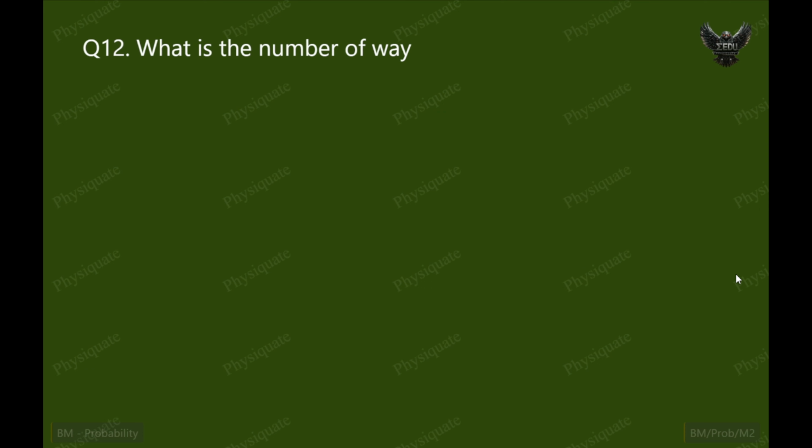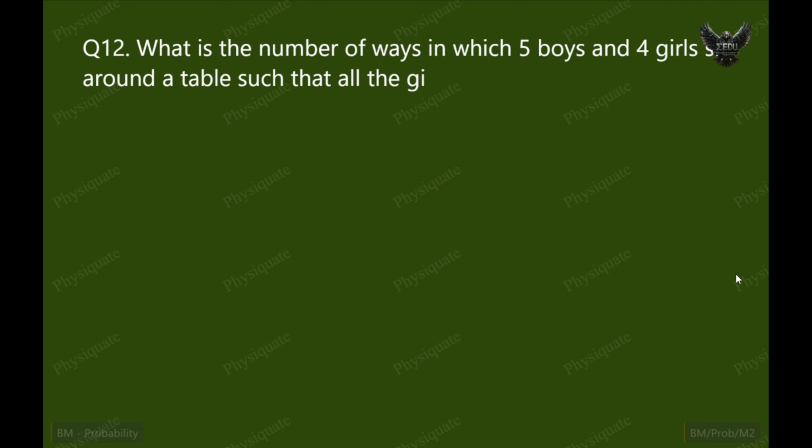Question 12. What is the number of ways in which 5 boys and 4 girls sit around a table such that all the girls sit together?